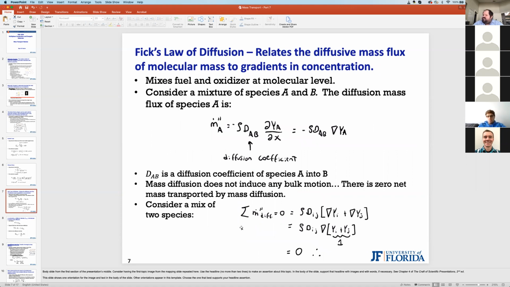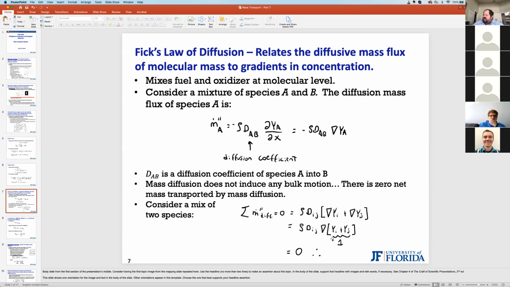Let's see, where am I at here? And so if we force the diffusion mass flux to be, we can prove that is the case. If we just consider two species, and we apply this formula here, for two species, D_ij and D_ji are the same. So we can pull this out and then sum them up. And since the gradient and the sum are two linear operators, I can move this sum inside of the gradient here.